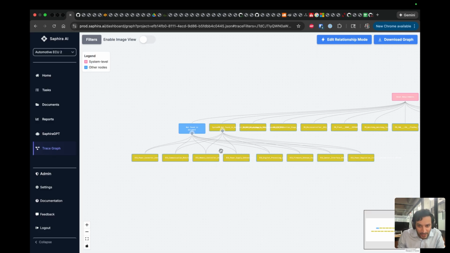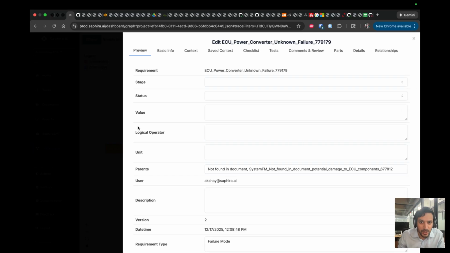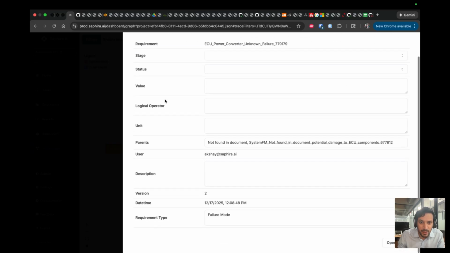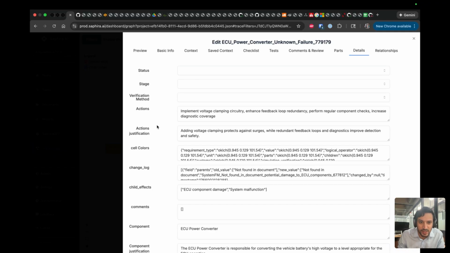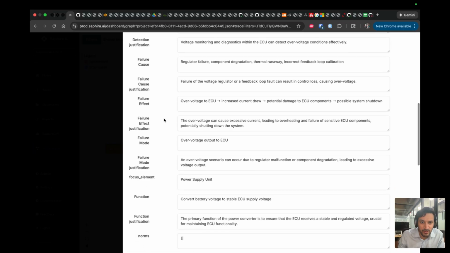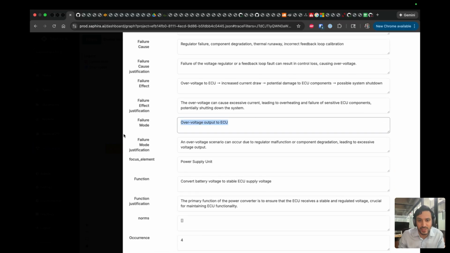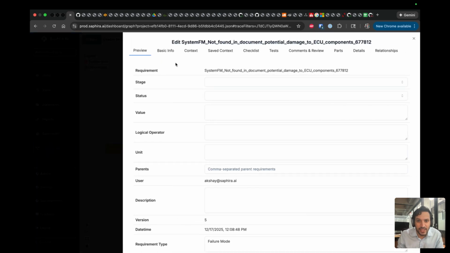And we actually trace that to several component level failure modes. So we have, for example, an unknown failure of the ECU power converter, which is, if we look at the basic info, there is likely some value here dictating exactly what this failure mode is. We have the actions, failure cause, failure effect, failure mode, over voltage output to ECU. Well, this is something that can cause, as we had right here, a potential damage to ECU components.